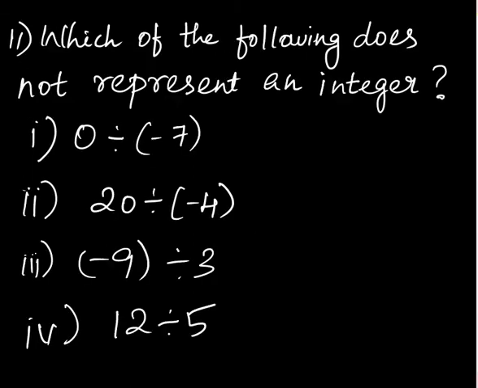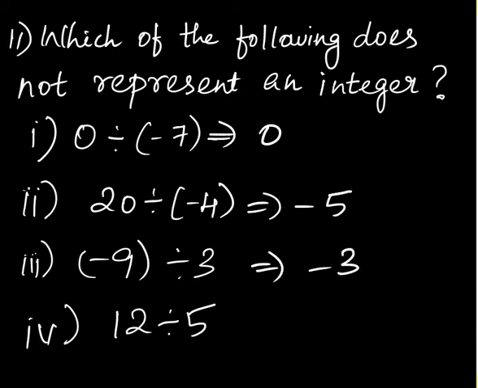So 11th is a multiple choice question. Which of the following does not represent an integer? We'll solve each option. When you solve the first option, 0 divided by minus 7, you'll get the answer as 0, which is an integer. And 20 divided by minus 4, the answer is minus 5. Minus 9 divided by 3, the answer is minus 3 again, which is an integer. 12 divided by 5, you will not get a whole number as your quotient, you'll get a fraction which is not an integer. So the correct answer is the fourth option.